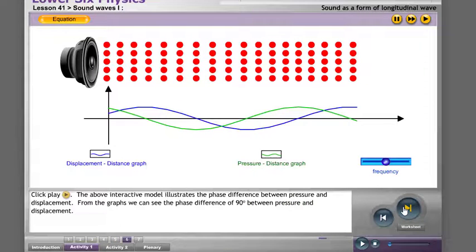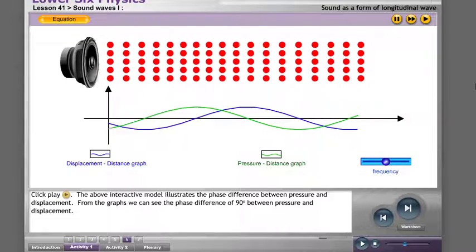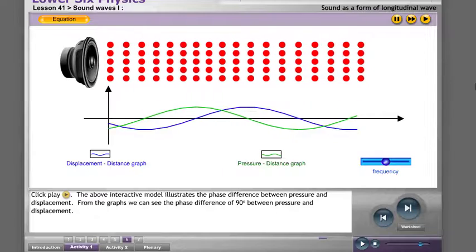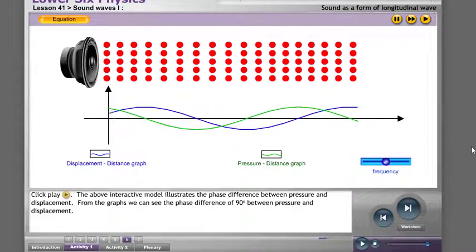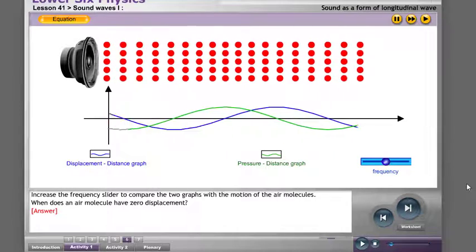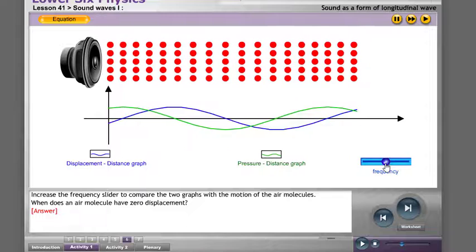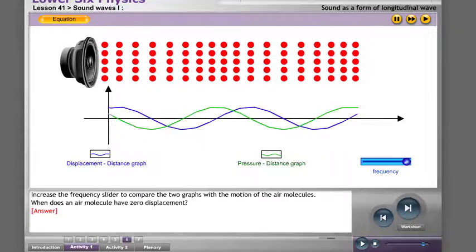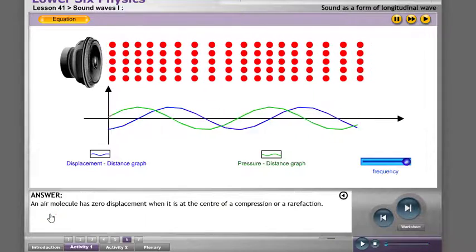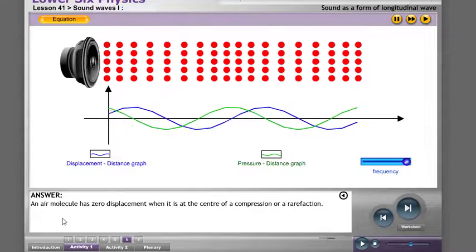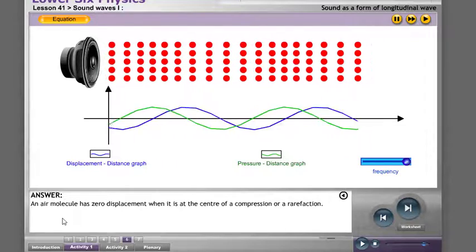Click play. The above interactive model illustrates the phase difference between pressure and displacement. From the graphs, we can see the phase difference of 90 degrees between pressure and displacement. Increase the frequency slider to compare the two graphs with the motion of the air molecules. When does an air molecule have zero displacement? Answer: an air molecule has zero displacement when it is at the center of a compression or a rarefaction.